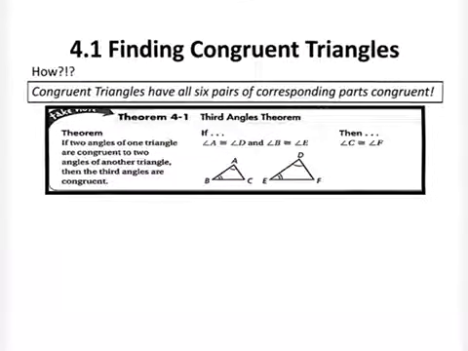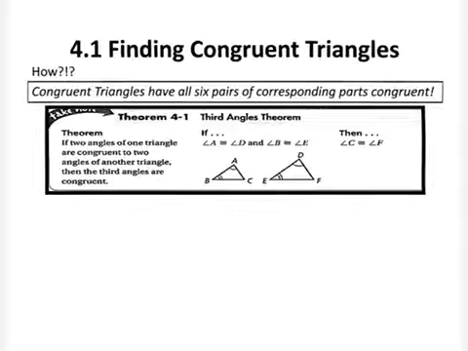Congruent triangles have all 6 pairs of corresponding parts congruent. Theorem 4.1, the third angle theorem, states that if two angles of one triangle are congruent to two angles of another triangle, then their third angles must be congruent.